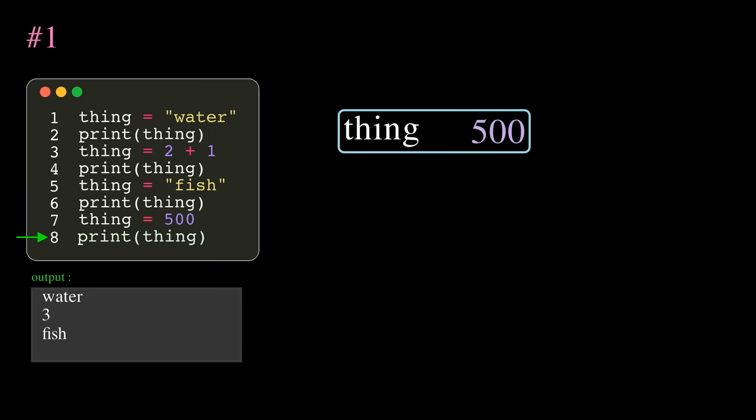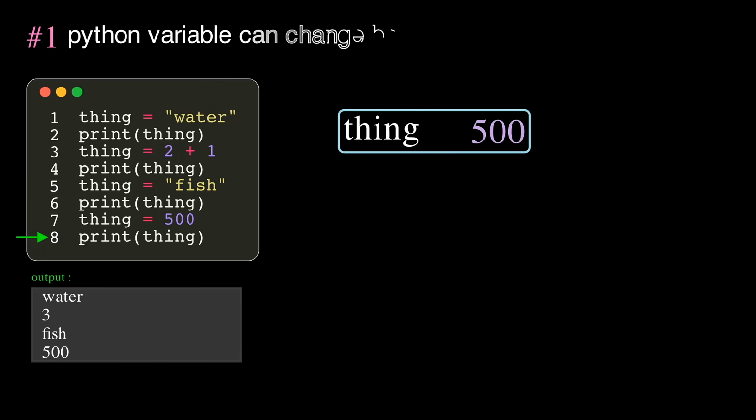But what's the lesson here? It is that a Python variable can change between data types. The variable called thing is initially storing a string, but later it stores a number. Although this may seem somewhat trivial at the moment, in many other programming languages like C or Java, once a variable is initially created to store a number, it can never be used to store a string later on. Therefore, a Python variable is very flexible.